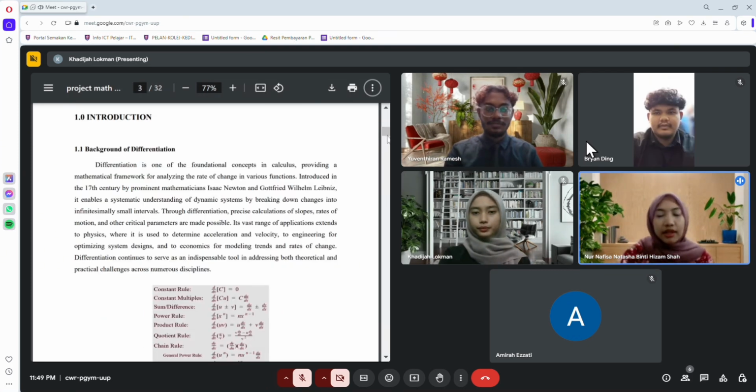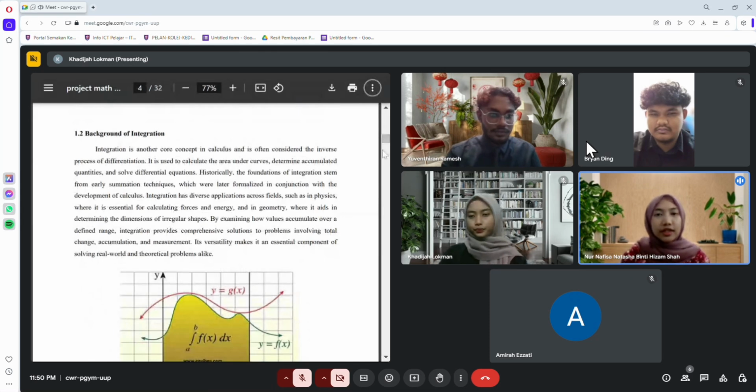Okay, so my part is the introduction. I will show you the background of differentiation. Differentiation is a key concept in calculus. It helps us to find how things change, like speed or slope. It was developed by Newton and is used in many fields like physics and engineering. Using simple rules like the power rule, we can solve many real-world problems.